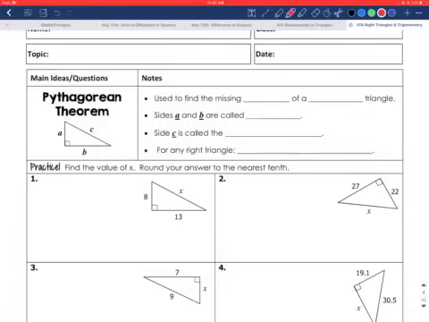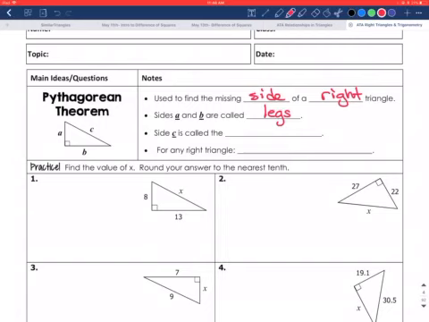All right, so Pythagorean theorem. The Pythagorean theorem is used to find the missing side of a right triangle. This has to be a right triangle for you to use this, because if it's not, it's just not going to work. This postulate only works when you have a right triangle.